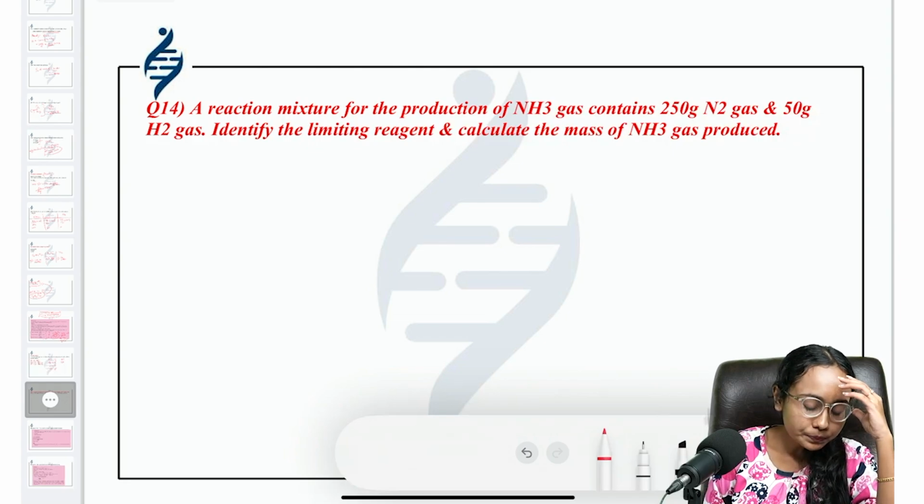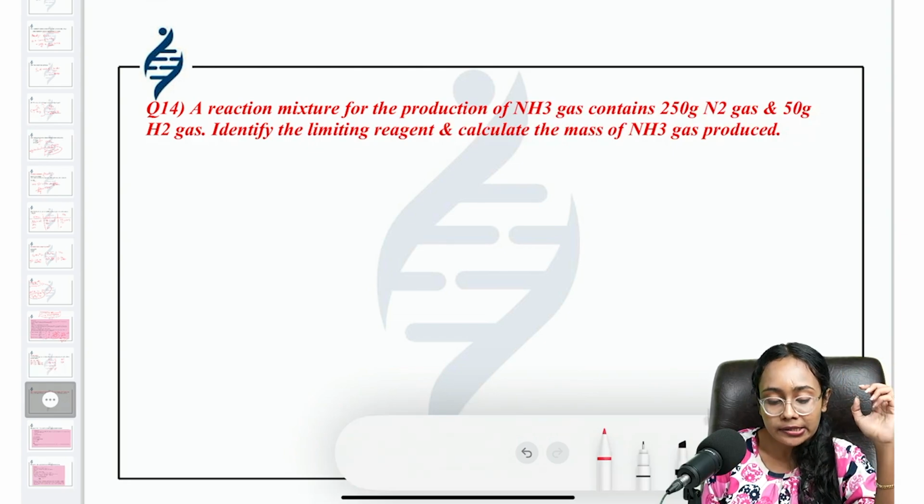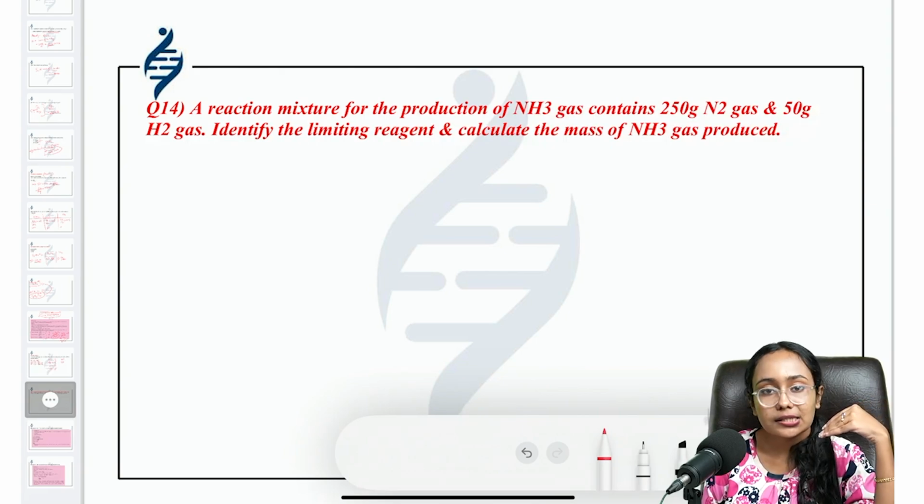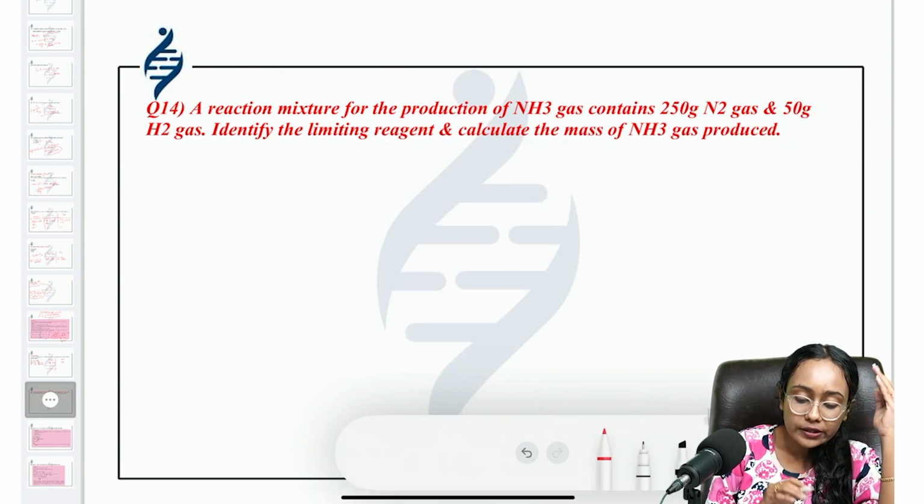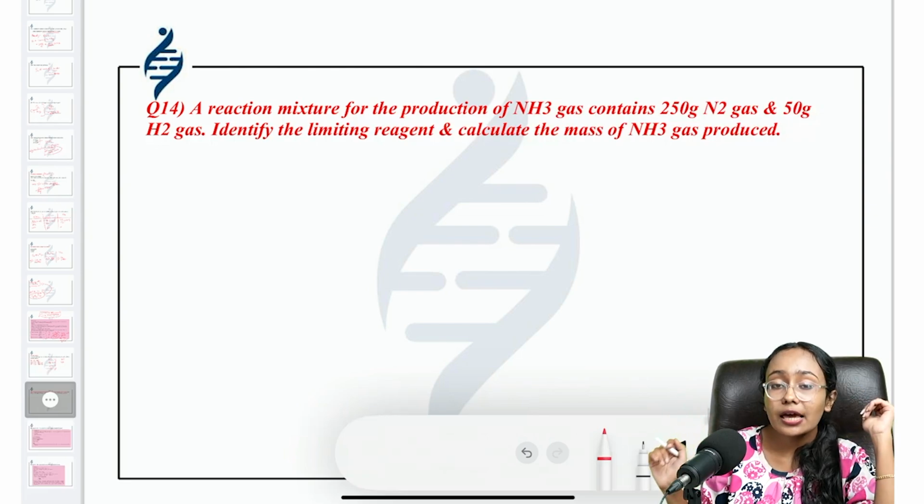Coming to our problem. A reaction mixture for the production of NH3 gas, ammonia gas, contains 250 gram N2 gas and 50 gram H2 gas. Identify the limiting reagent and calculate the mass of NH3 gas produced. So first of all, you need to write the balanced chemical equation for the production of ammonia.